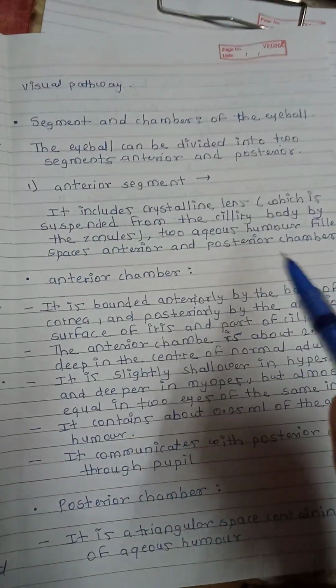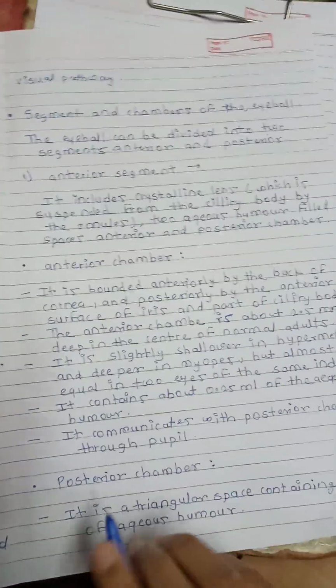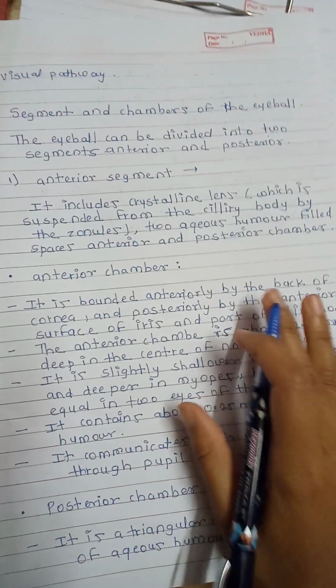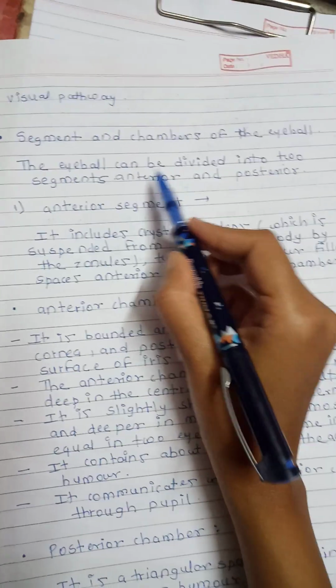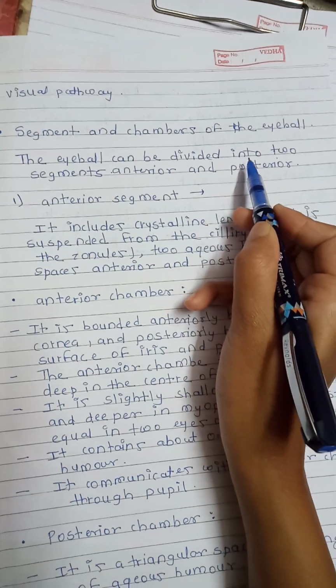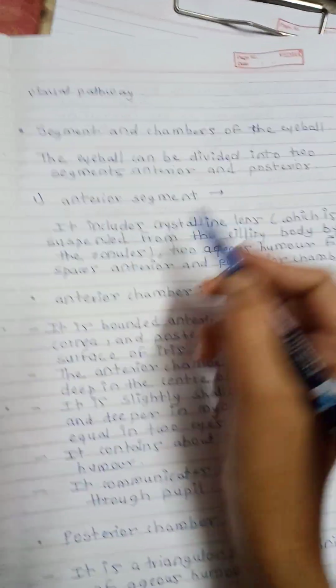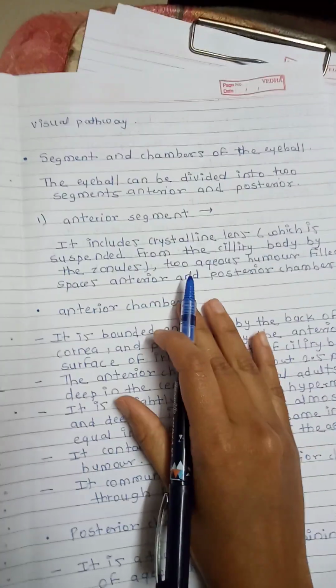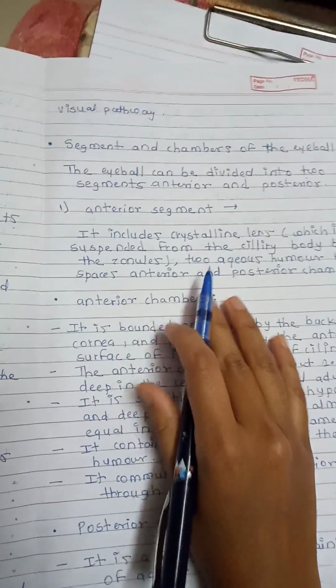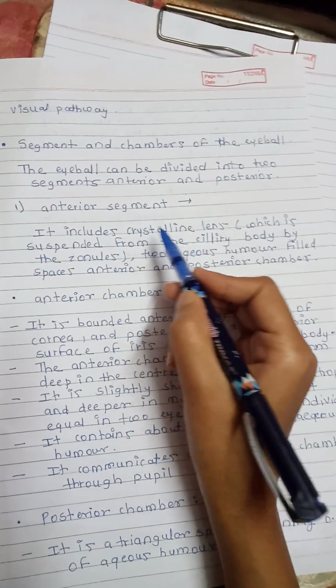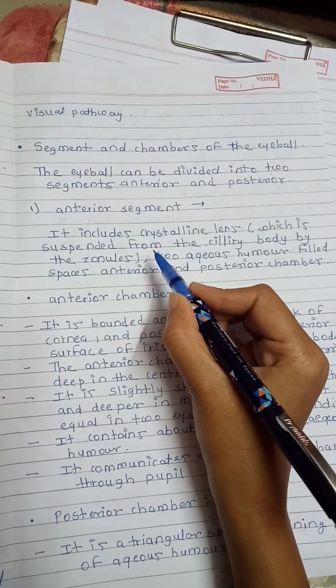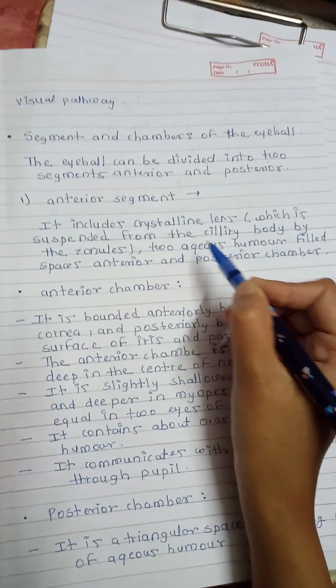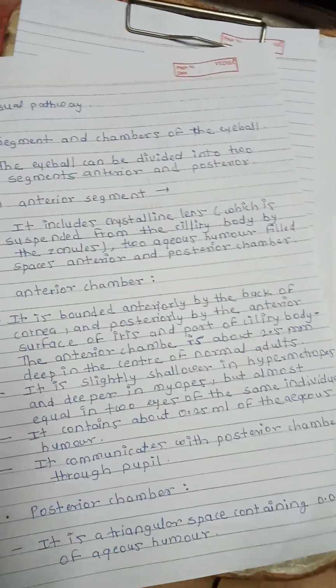The eyeball can be divided into 2 segments, anterior and posterior. The first one is the anterior segment, and it includes the crystalline lens, which is suspended from the ciliary body by the zonules.